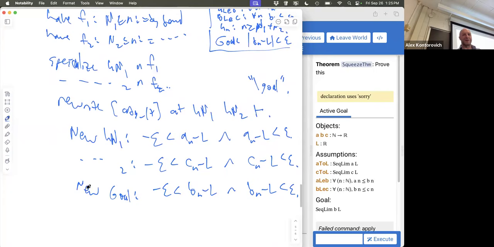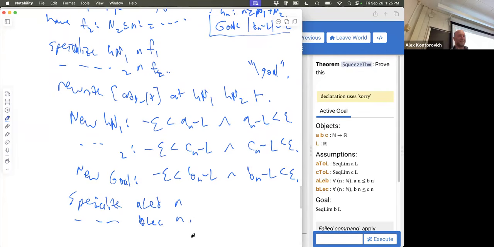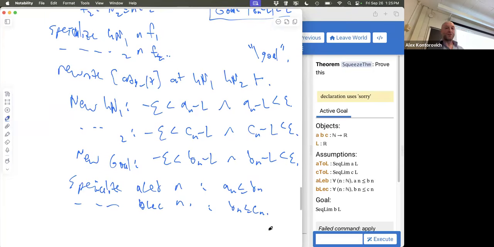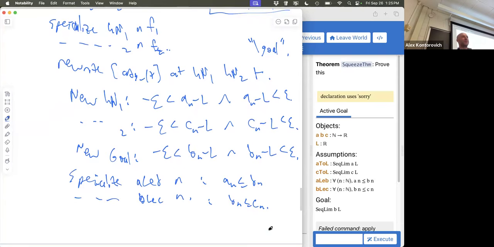Exactly. So let's specialize. What is it? A less than or equal to B at N. And similarly specialize B less than or equal to C at N. So we have those inequalities. So now we know this says that AN is less than or equal to BN. This says that BN is less than or equal to CN. And now we're almost done. So now we would want to split ands.